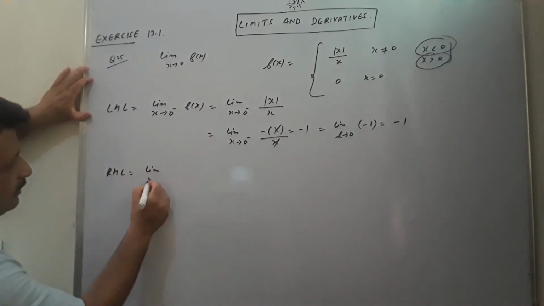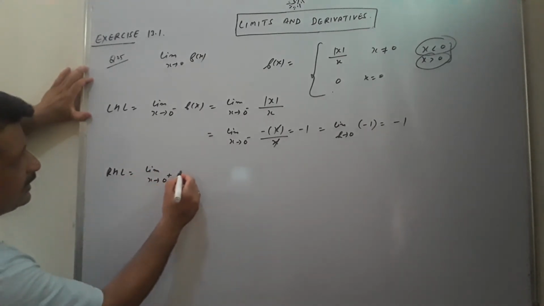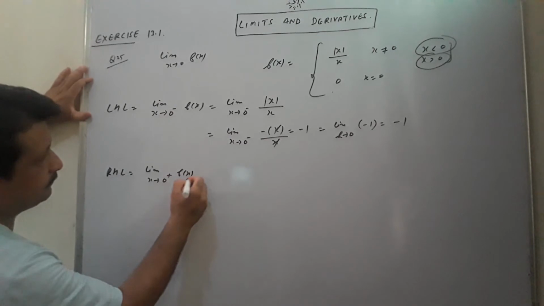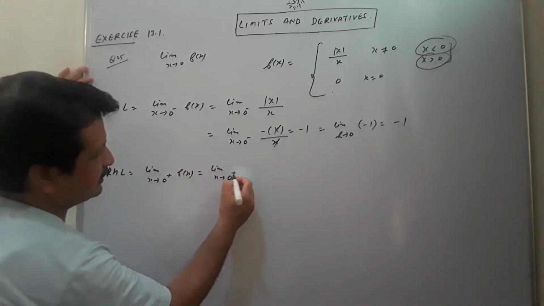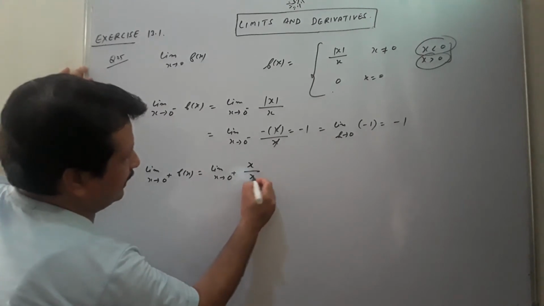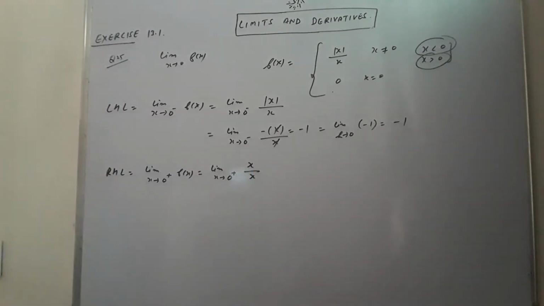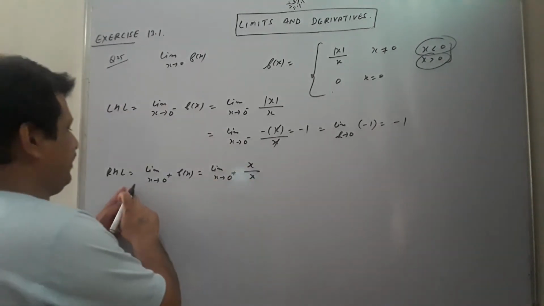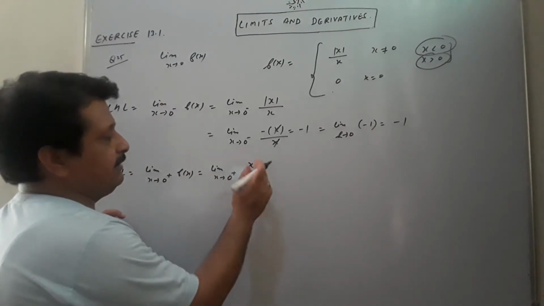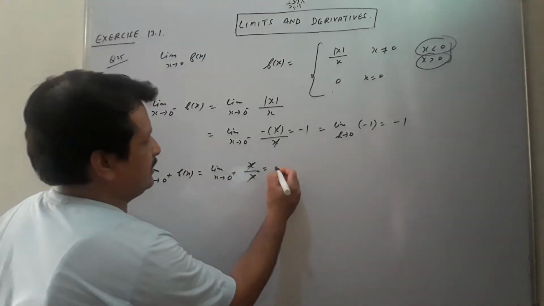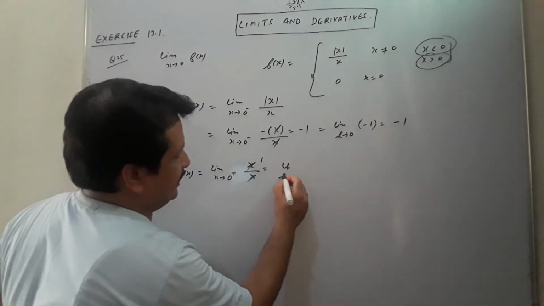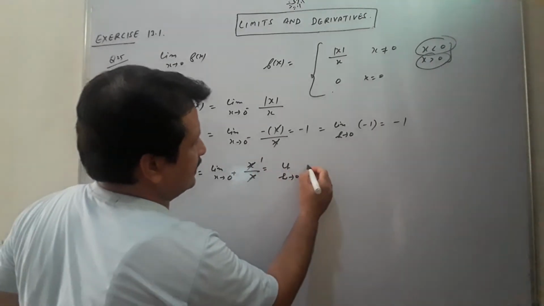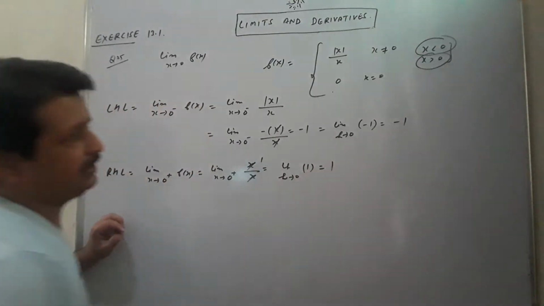This is limit x tends to 0 plus f of x. That is limit x tends to 0 plus, here it is x upon x. Now because it is toward the right hand side, it will be positive x, and it will cancel out. This is 1. So we can say that limit h tends to 0, that is 1, it will come as equal to 1 then students.